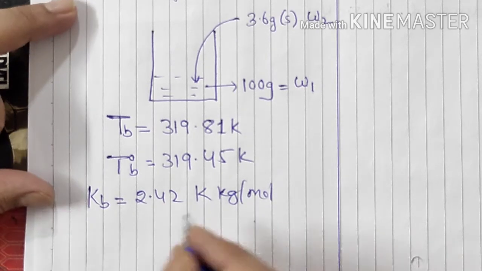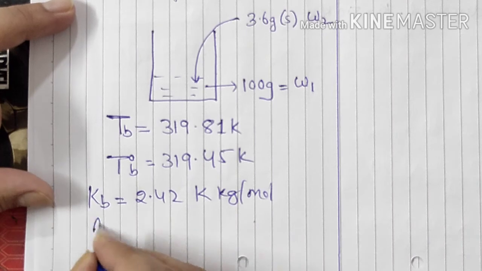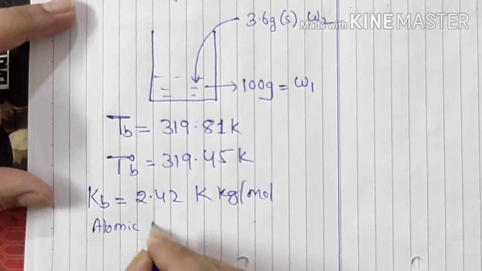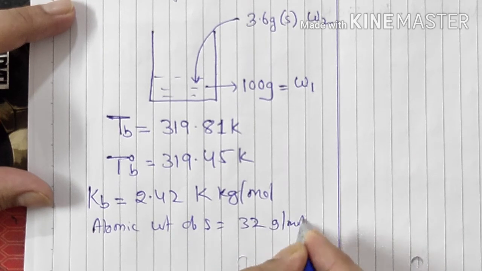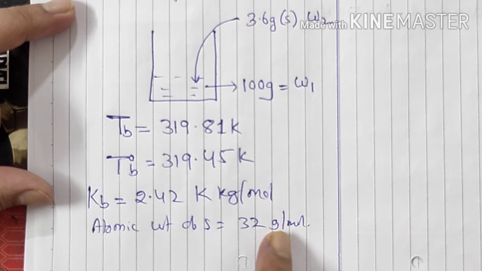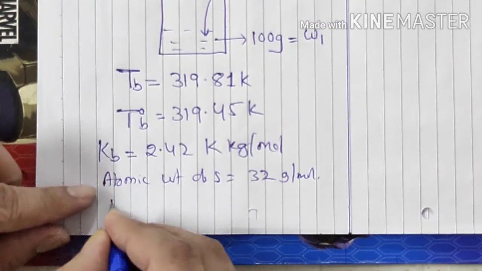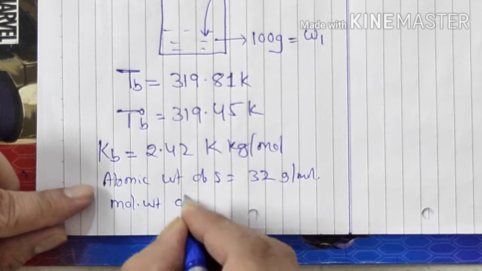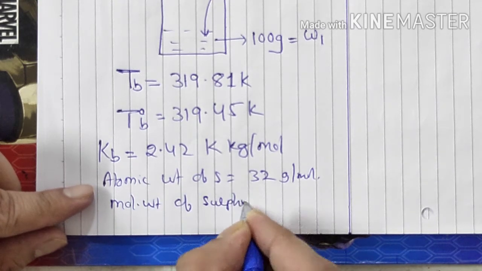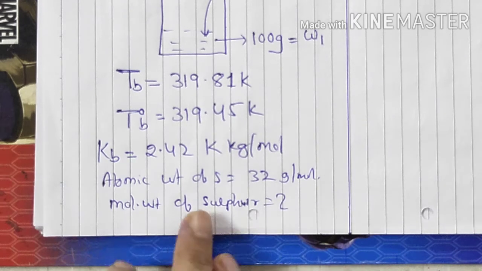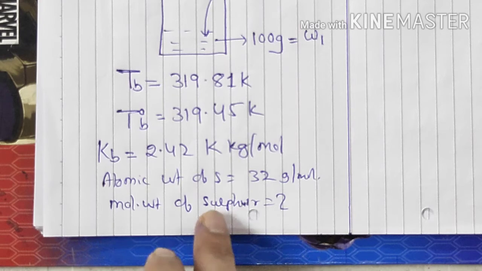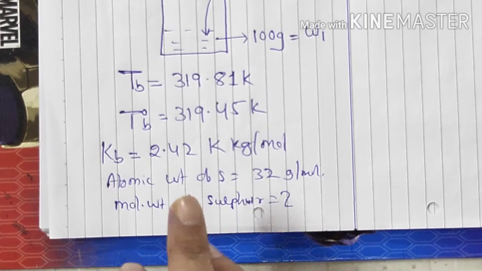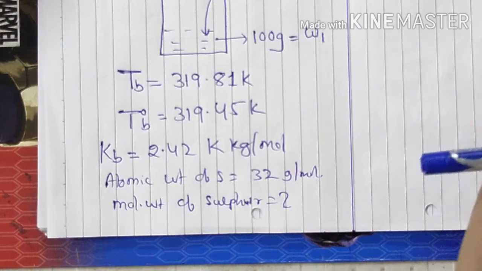Right. Now, the atomic weight of sulfur is also given. The atomic weight of sulfur is given, that is 32 gram per mole. Now, what have they asked? What is the question? In the question they have asked for the molecular weight of sulfur. This is the question, molecular weight of sulfur. So this information is given and they have asked for the molecular weight of sulfur. Now how to find the molecular weight of sulfur? Okay, so let's understand.